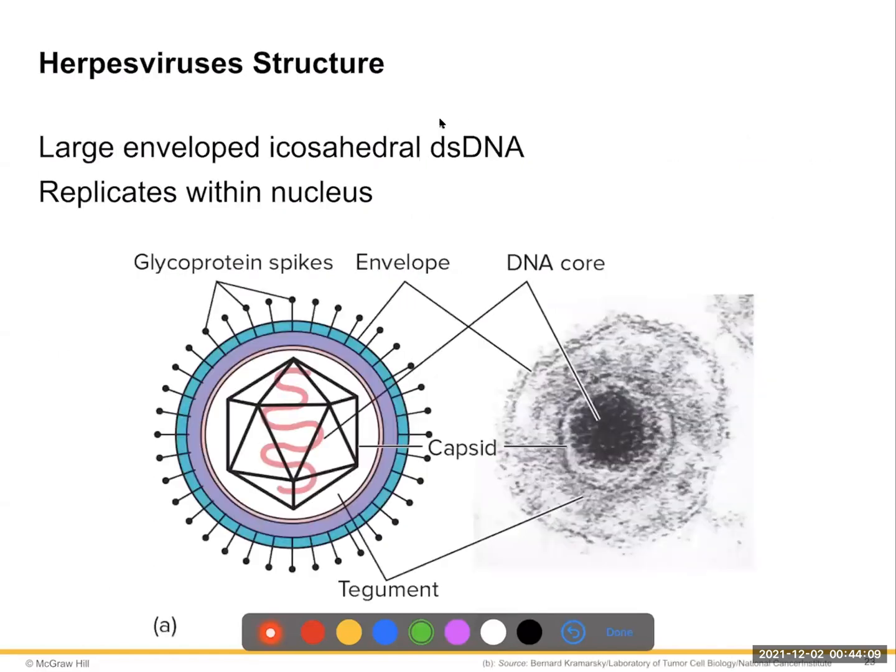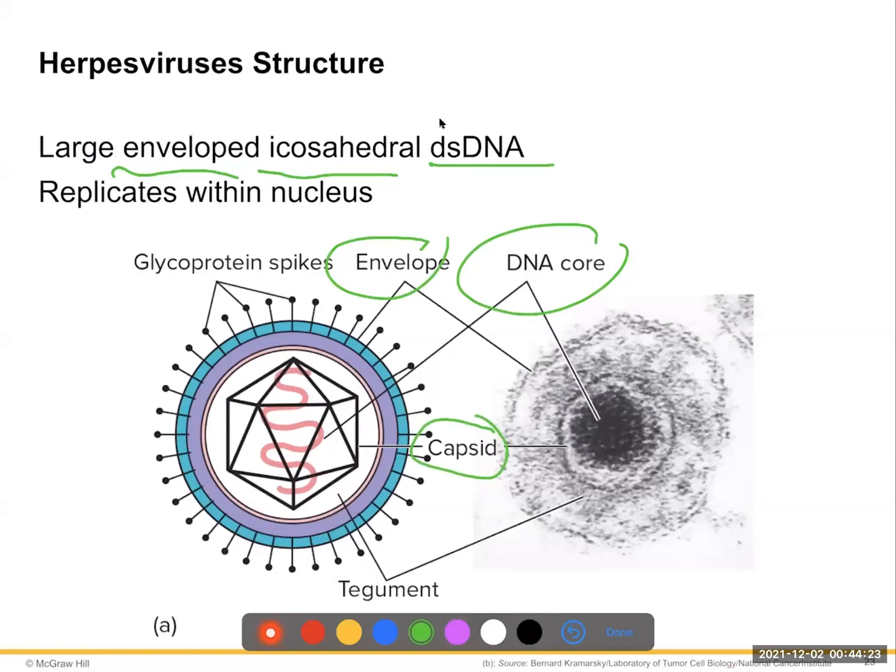So the herpes virus structure: it's an enveloped, icosahedral, double-stranded DNA virus, and it replicates within the nucleus. You can see the envelope around it here. You have the DNA core inside. You have the capsid that surrounds your DNA. And you have these little glycoprotein spikes on the outside, which is where this virus adheres.